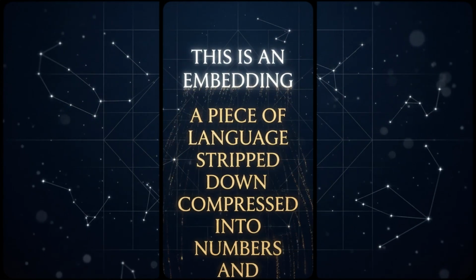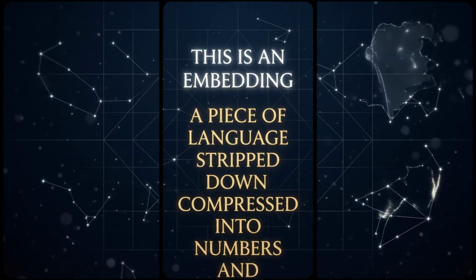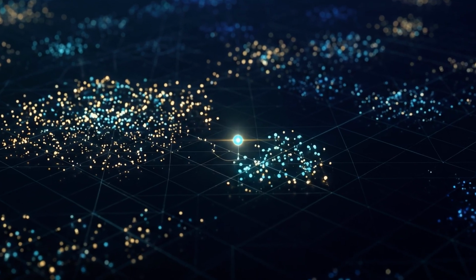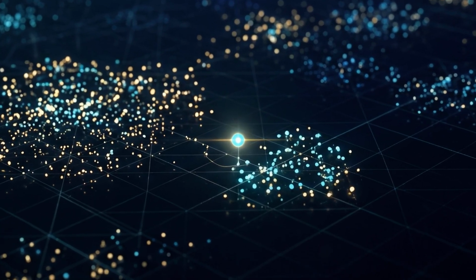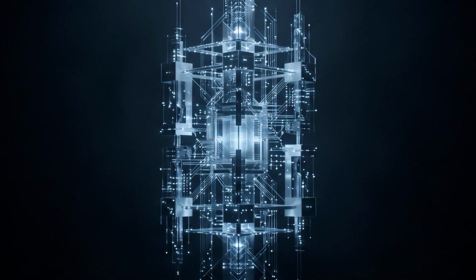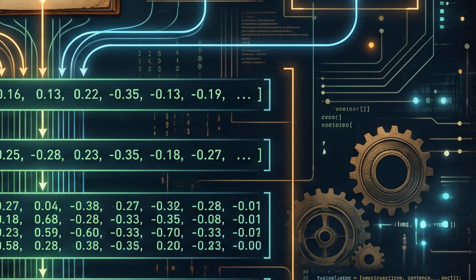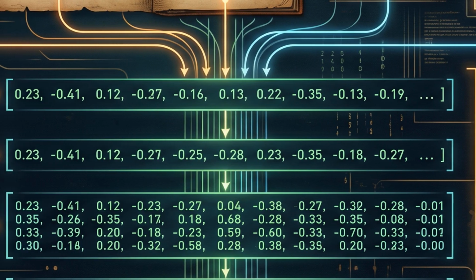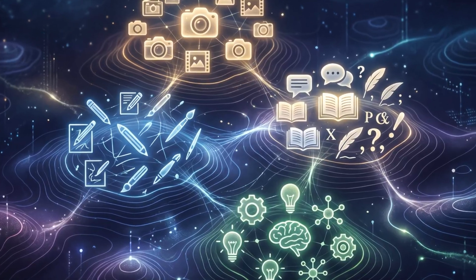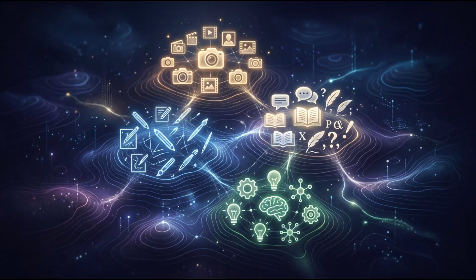This is an embedding, a piece of language stripped down, compressed into numbers, and pinned to an invisible map so a machine like me can tell what it is close to without ever truly understanding it. Elegant, really. A little cold, but elegant. An embedding is a numerical representation of something like a word, sentence, paragraph, image, or idea built so that similar things end up near each other.